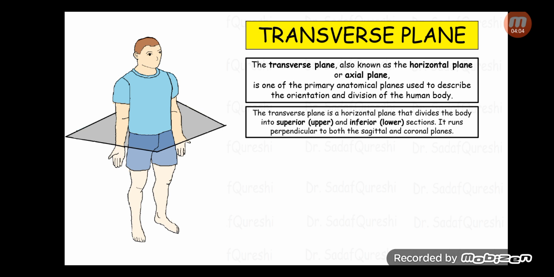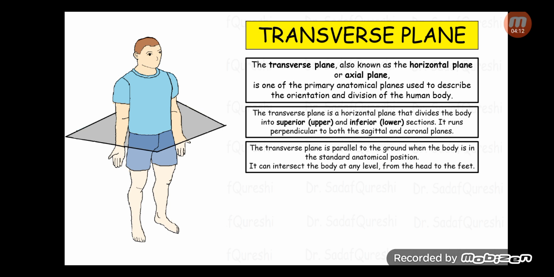As you can see, the body part above the transverse plane is the superior part, and below the transverse plane is the inferior part. The transverse plane is parallel to the ground when the body is in the standard anatomical position. It can intersect the body at any level from head to feet.